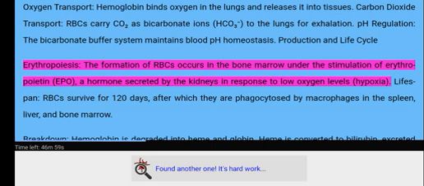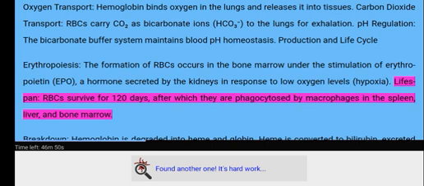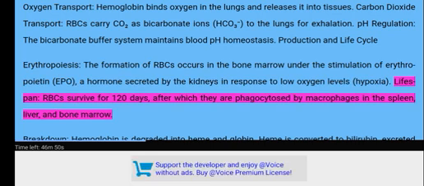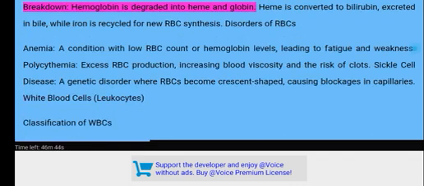Erythropoiesis. The formation of RBCs occurs in the bone marrow under the stimulation of erythropoietin, EPO, a hormone secreted by the kidneys in response to low oxygen levels, hypoxia. Lifespan. RBCs survive for 120 days, after which they are phagocytosed by macrophages in the spleen, liver, and bone marrow.